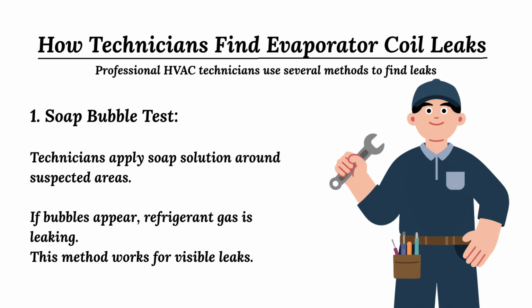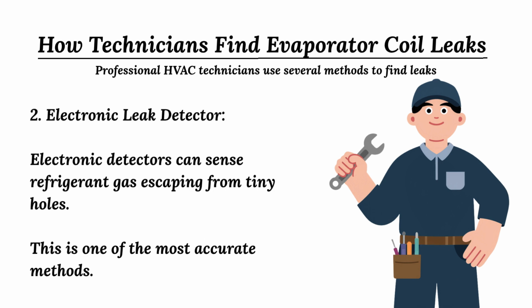How technicians find evaporator coil leaks. Professional HVAC technicians use several methods to find leaks. 1. Soap bubble test. Technicians apply soap solution around suspected areas. If bubbles appear, refrigerant gas is leaking. This method works for visible leaks.